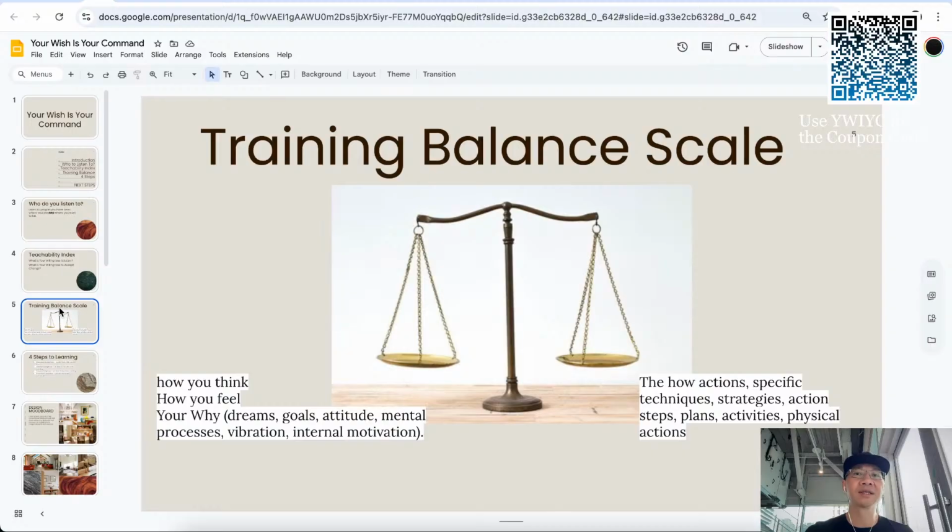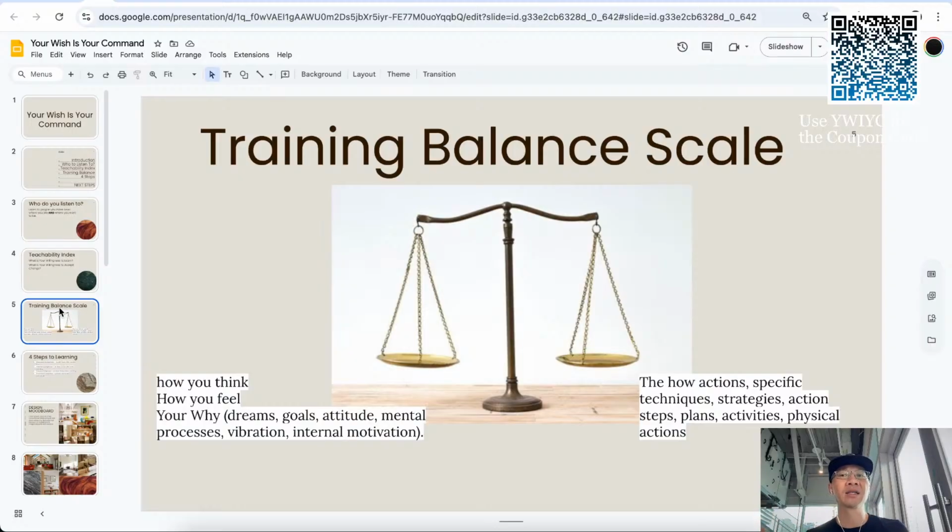So think of a scale that tilts back and forth, okay? On one side of the scale, it's about how you think and how you feel. What is your why? Your dreams, goals, attitude, your mental processes, your vibration, your internal motivation. How do you think and how you feel?